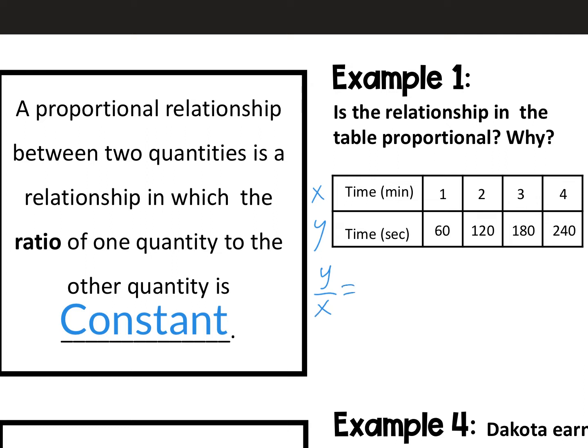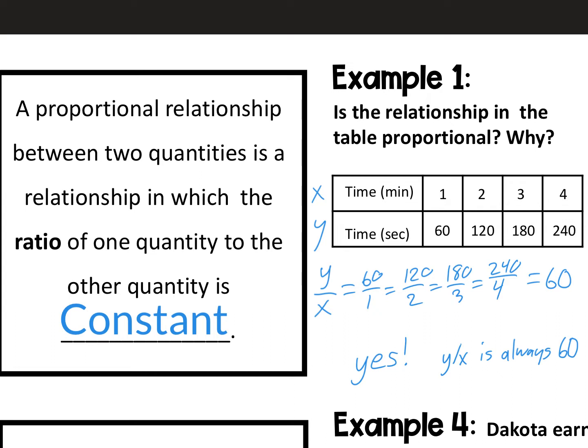If we look at the first point, we see the y value is 60 and the x is 1. For the second point, it's 120 over 2. The next ratio is 180 over 3, and the last ratio is 240 over 4. When you divide each of these, so 60 over 1, 120 over 2, and so on, you get 60. That means that this relationship is proportional because the ratio of y over x is constant.